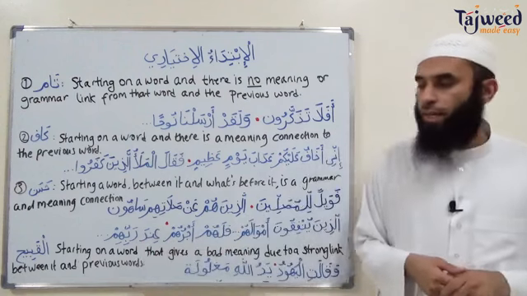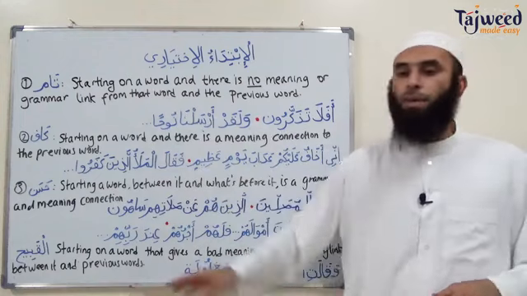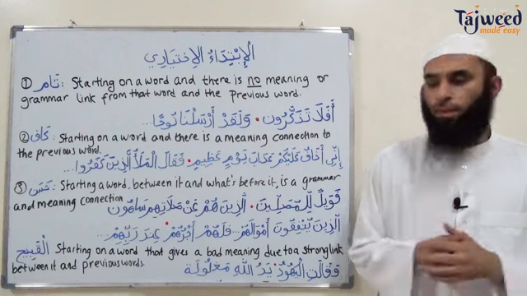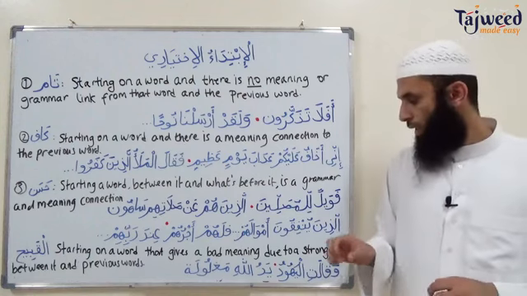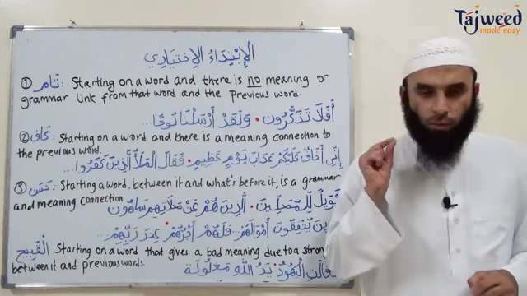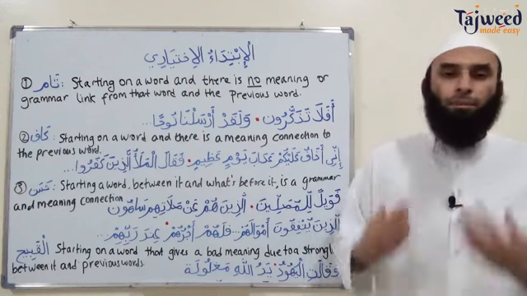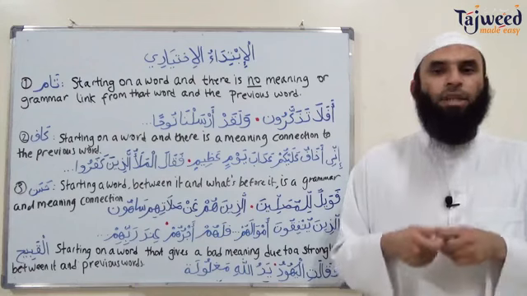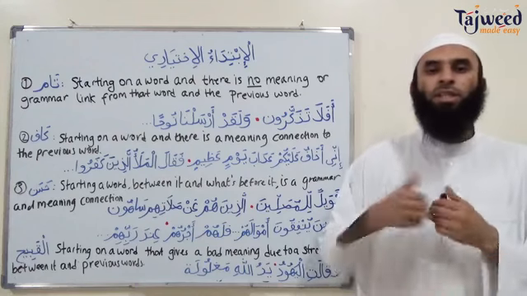So this is ibtida hasan. And the last one, so these three types are allowed. The last one, al-qabih, the repulsive or the ugly start. What does this mean? This means starting on a Quranic word that gives a bad meaning because there's an attachment in meaning and grammar to what's previous to that.